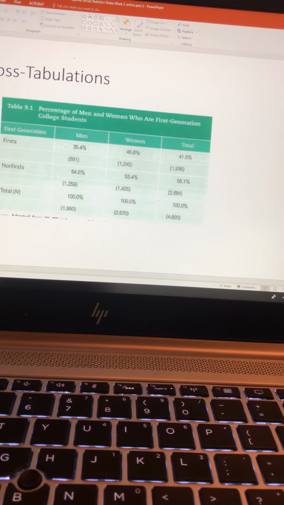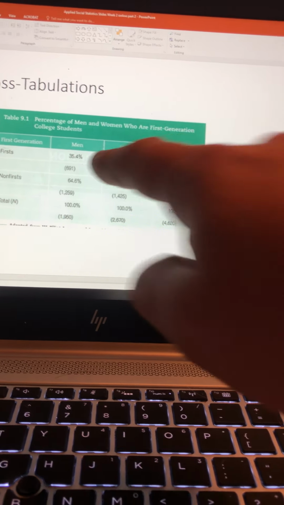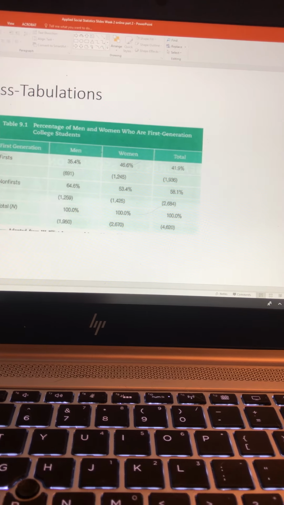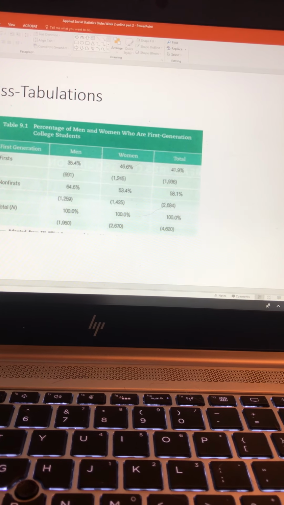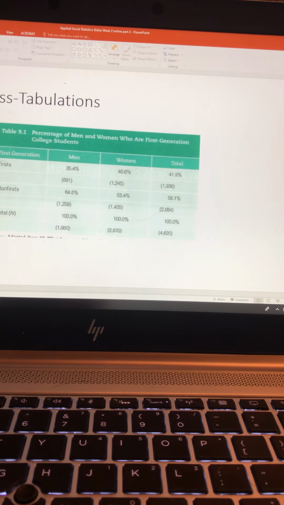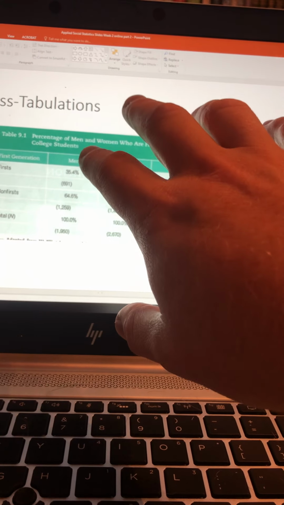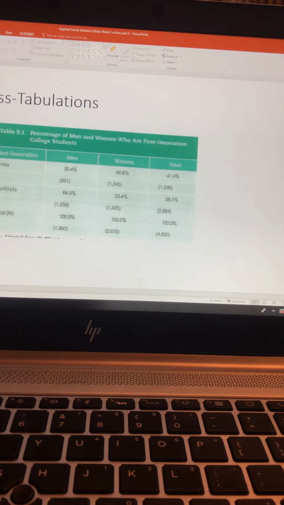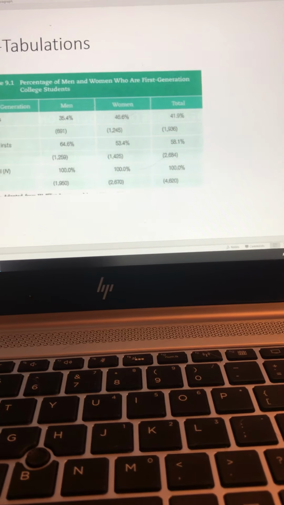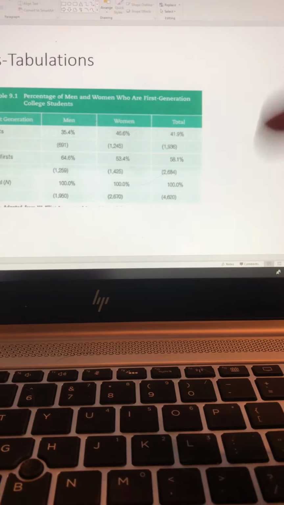Where did this come from? Well, this was the bivariate table stuff where we observed the number of men and women who were first and non-first generation college students. Basically, the chi-squared test compares the observed frequencies to what we'd expect if there was no relationship at all. So this is what we observed. How do we calculate the expected frequencies? Well, that was where the marginals came in.